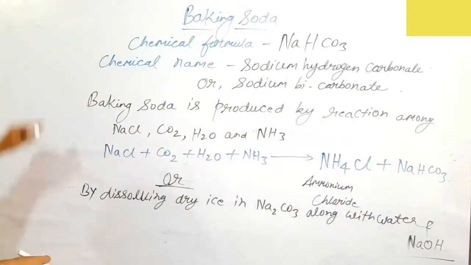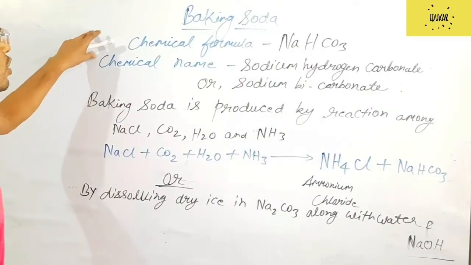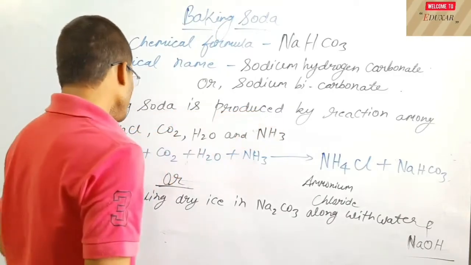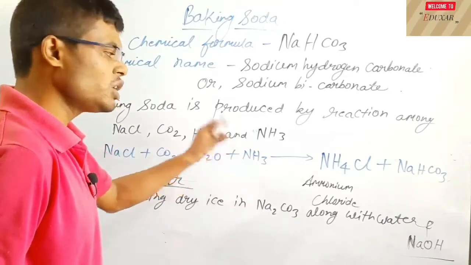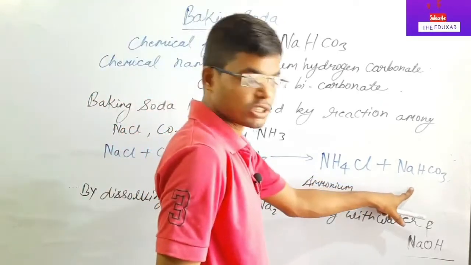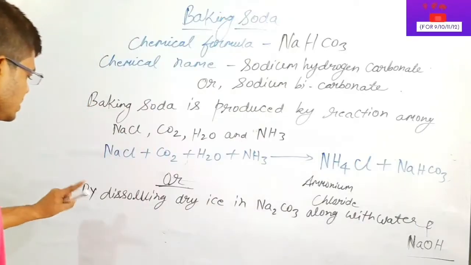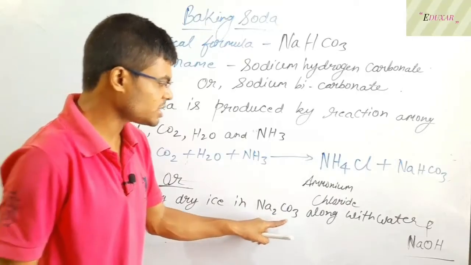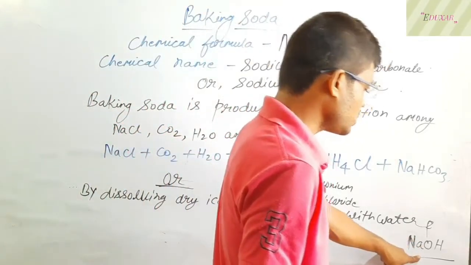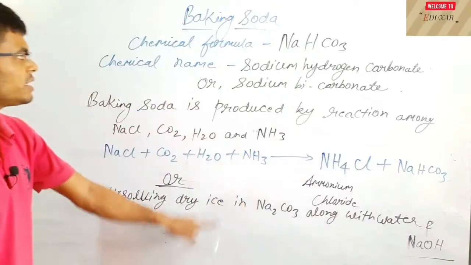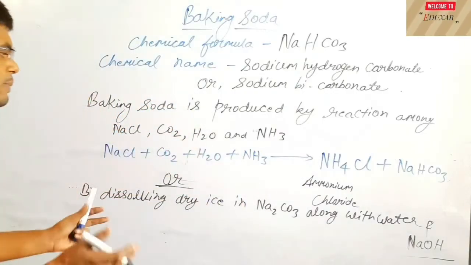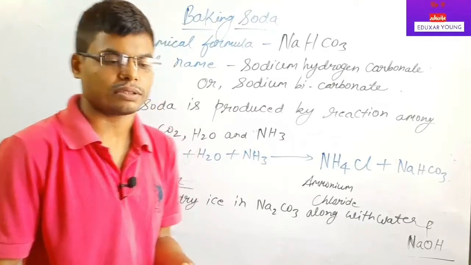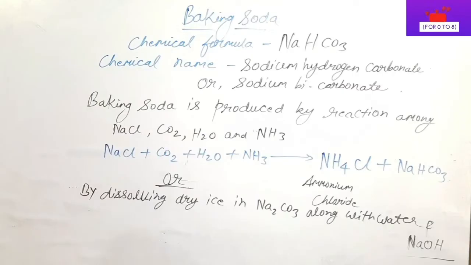Then there are two reactions by which we can get this NaHCO3. One is the baking soda produced by the reaction among the NaCl, CO2, H2O and NH3. We got here the ammonium chloride and NaHCO3, and another reaction is dissolving the dry ice in the Na2CO3, that is sodium carbonate, along with the water and sodium hydroxide. We got here sodium hydrogen carbonate. You must have to take the snapshot of it. Then further we move towards the next topic from here, that is the uses.